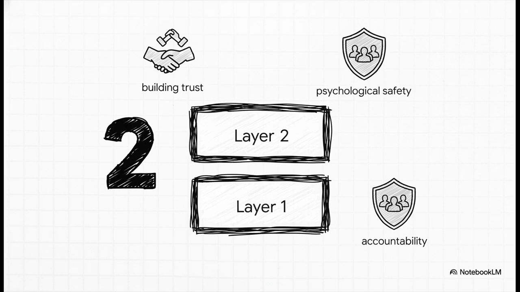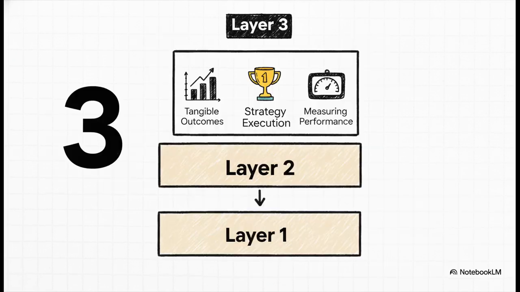This is where you design a culture of real accountability, not just top-down blame. And finally, sitting right on top of all of that, you have layer 3, leading results. Now, this is where the magic really happens. This is where all that great leadership work turns into actual, tangible outcomes. We're talking about sharp strategy execution, really clear goal setting, and measuring the things that actually move the needle. This is how you make sure your well-led team is actually winning.